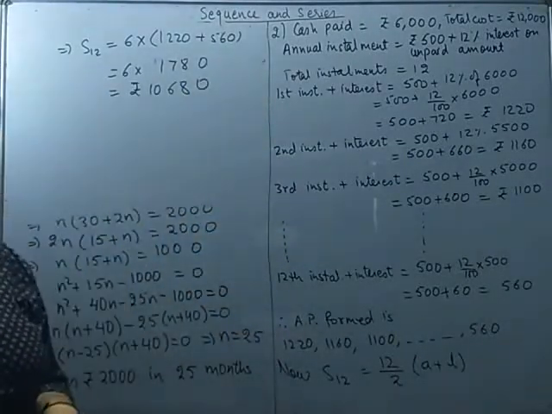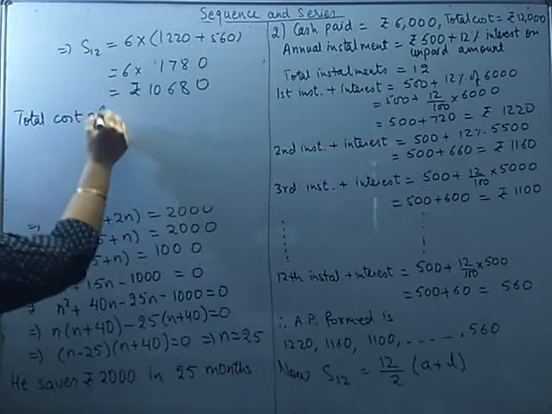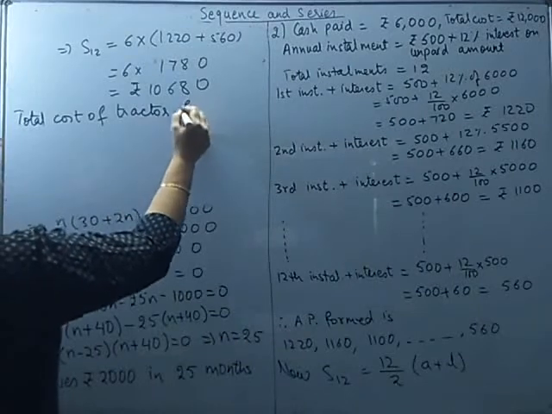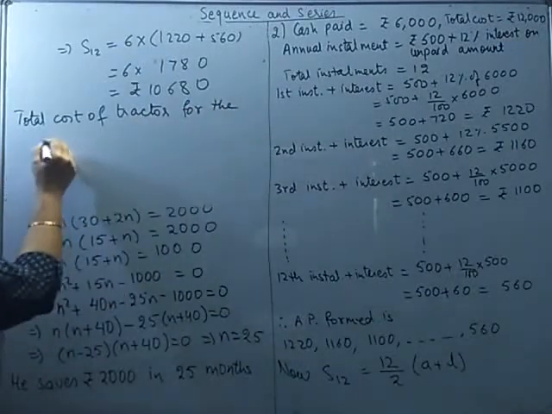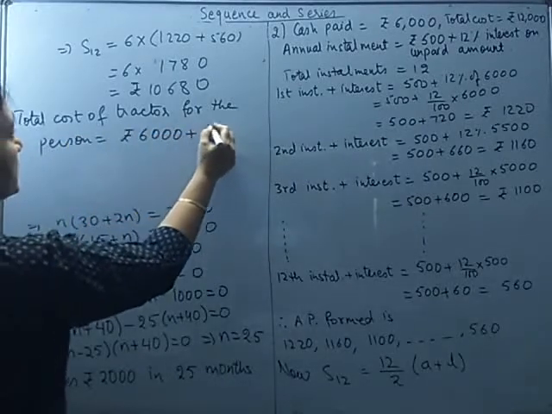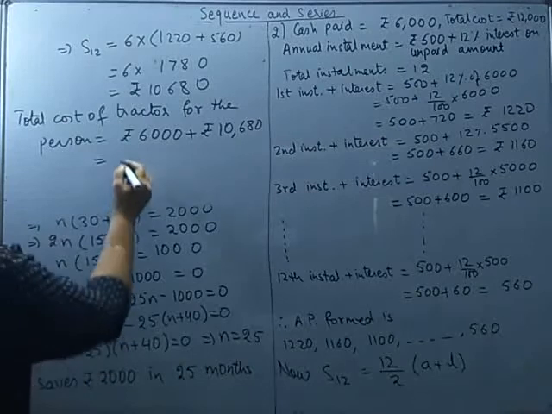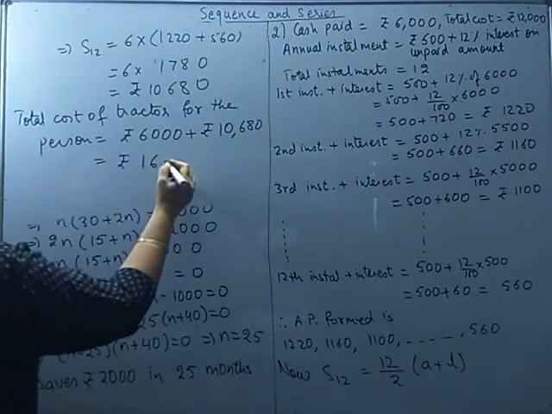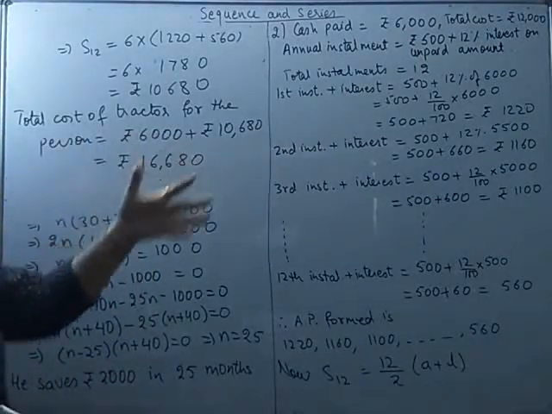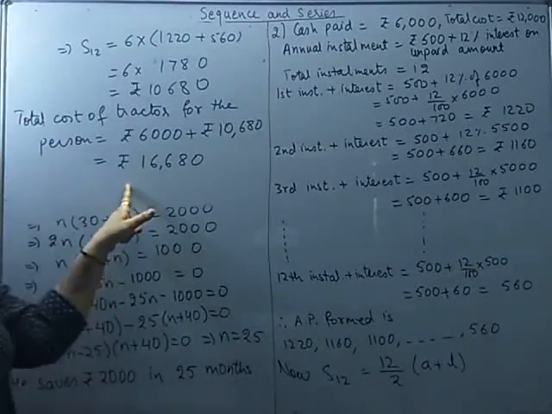But initially he has also paid rupees 6,000. So what is the total cost of the tractor now for him? The total cost of the tractor for the person will be rupees 6,000 which he has initially already given plus rupees 10,680 which he is giving in the form of installments and interest. See, the tractor is costing him 16,680 rupees. Its actual cost was 12,000 but it cost him 16,680 rupees.